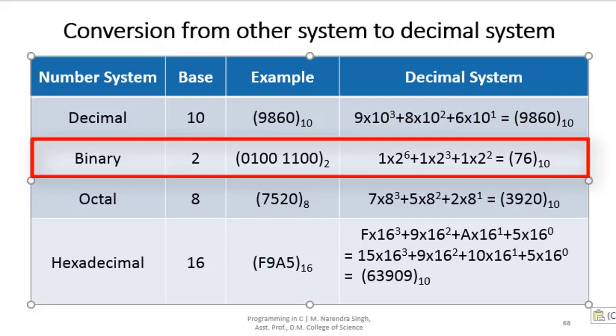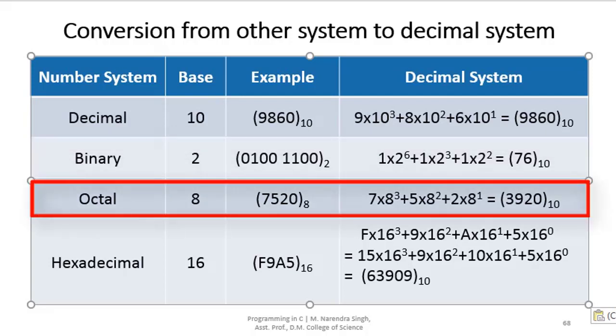The next digit is 1. We multiply it by its place value 2 to the power 2 because there are 2 digits to its right. The last 2 digits are 0, so we ignore them. So now 2 to the power 6 is 64, 2 to the power 3 is 8, and 2 to the power 2 is 4. We add them together and we get 76. So the decimal equivalent of the given binary number is 76.